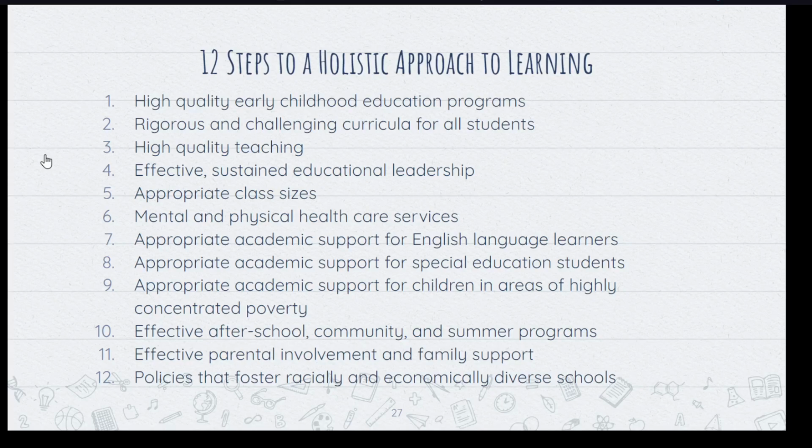An appropriate class size. We don't want too few or too many students, where the teacher feels overwhelmed. Mental and physical health care services. These can be a school psychologist and a nurse. Appropriate academic support for ELLs, or English language learners, special education students, and children in areas of highly concentrated poverty. Effective after-school, community, and summer programs. Parental involvement and family support. And policies that foster racially and economically diverse schools. We want those schools to be different in a good way.